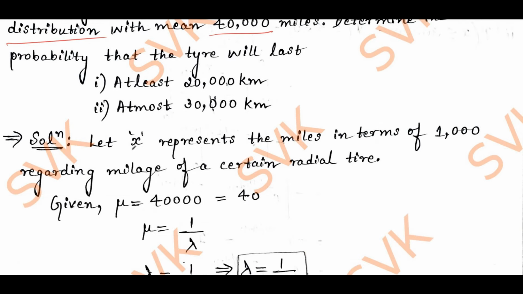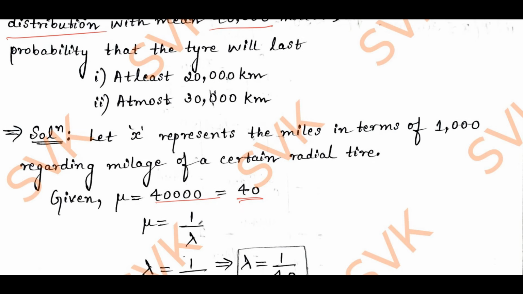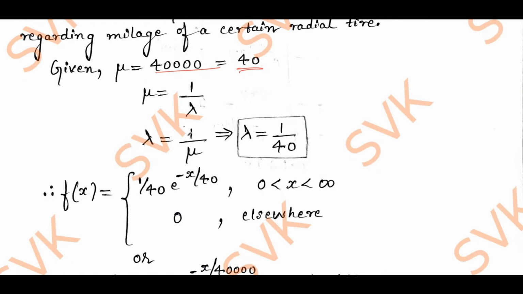The given problem is in terms of miles. So let x represent the mileage in thousands of miles of a certain radial tire. Therefore mu is 40,000 divided by 1000, which equals 40. Mu equals 1 by lambda according to the exponential distribution, so lambda is 1 by 40.